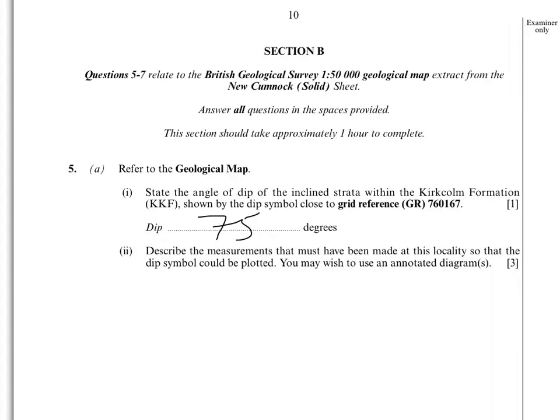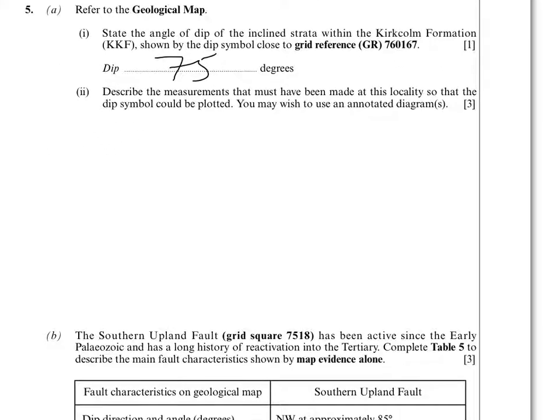What was found much more difficult was question part 2. Now if you remember from the map, the symbol was like this with 75 written next to it, and all they're asking you is to describe how you would work out it was 75 degrees if you were there in the field. And the piece of equipment you'd need to use, you'd need to have a clinometer. Now a clinometer measures the angle of dip, and to measure the angle of dip you would find the steepest angle, which is true dip.